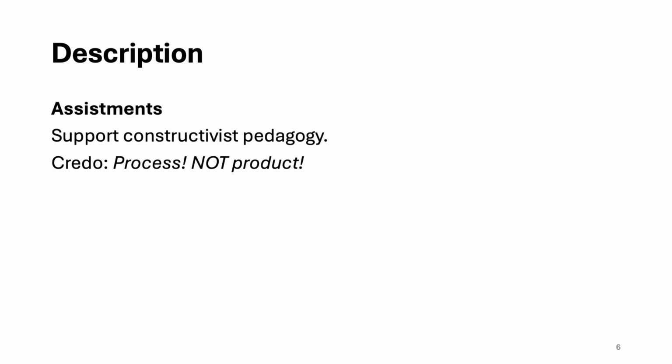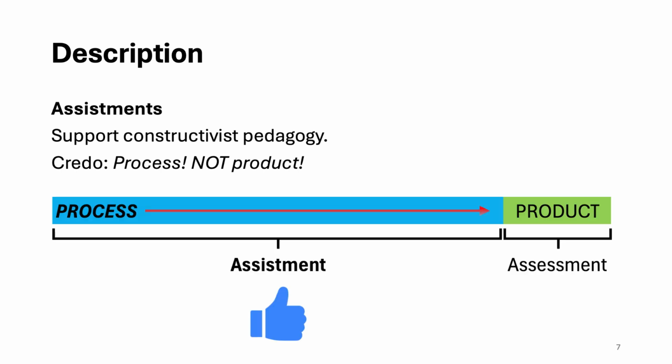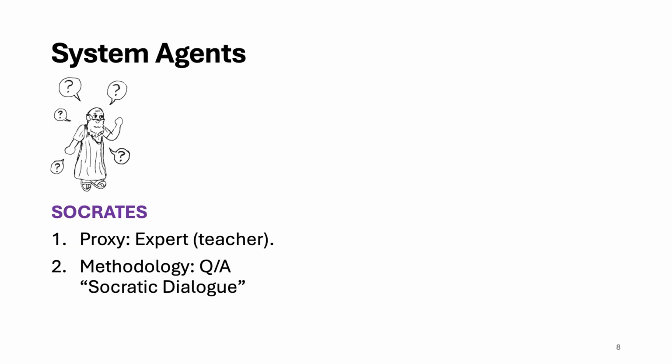The credo of constructivist educators is process, not product. The blue part of this illustration indicates the process part of learning. The green part at the end depicts the product of learning, sometimes referred to as an artifact of learning. Assistments target the formative learning part, not the summative part, the final judgment, if you will.